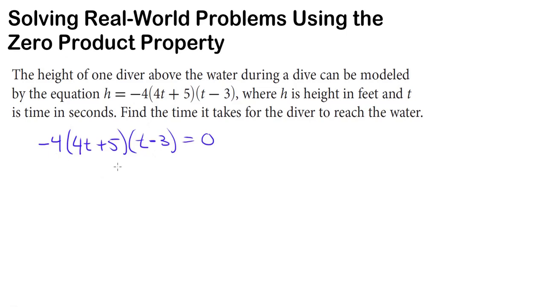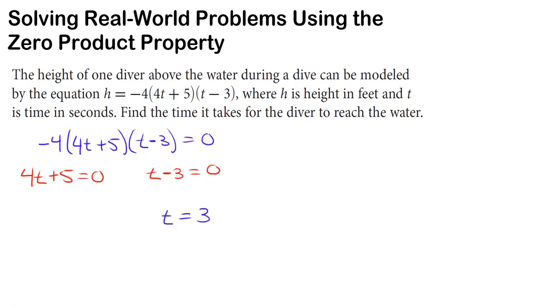So again, if negative 4 times (4t plus 5) times (t minus 3) equals 0, then one of these must equal 0. Now we know it's not negative 4 because negative 4 does not equal 0. But maybe 4t plus 5 equals 0, or t minus 3 could equal 0, or both. So let's go ahead and solve these equations. Again, here, this t minus 3, this is a coefficient of 1. So we know that t equals 3.